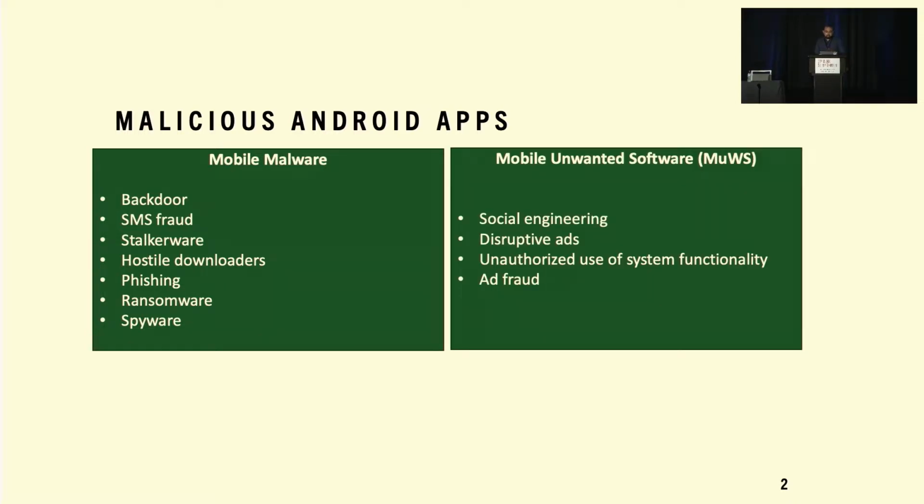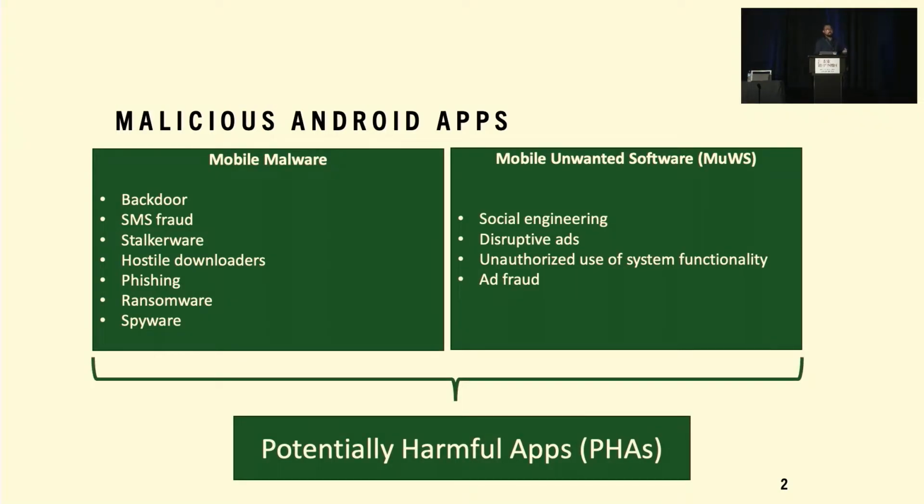And then we have all these apps that sort of fall in between in this gray zone, which are called mobile unwanted software, and they do things like displaying annoying ads, trying to collect personal data and things like that. All of these apps fall under an umbrella which is called potentially harmful apps, or PHAs. So this is what we are studying in this work.